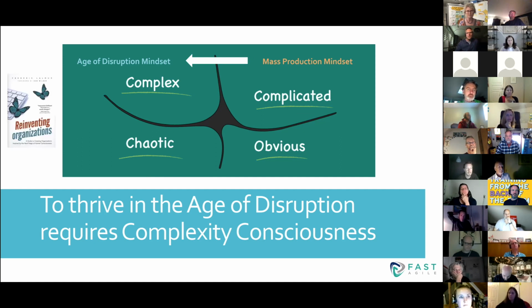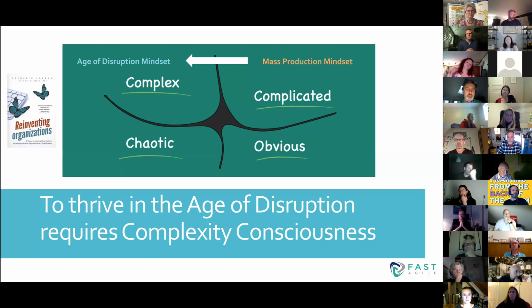The reason I throw this image up here, Reinventing Organizations, is because I've used two colors here. The mass production mindset, I've made orange. The age of disruption mindset, I've made teal. So you're going to see me use those colors throughout. I don't want to go too deep into the concepts of teal. But if you read Reinventing Organizations, you understand that those terms relate to various states or mindsets, the stages of evolution that an organization can be in.